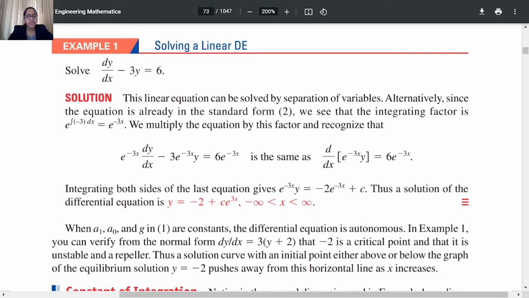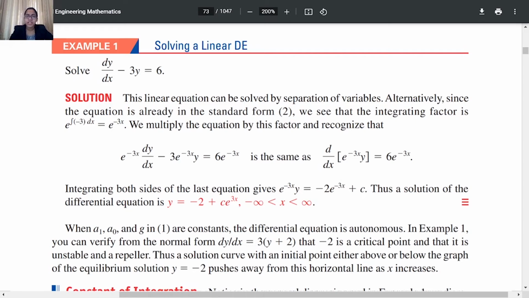The solution will be y into the integrating factor, that is e raised to minus 3x into y, equal to the integral of f of x times the integrating factor. f of x is 6, so 6 into e raised to minus 3x. What is the integral of e raised to minus 3x? That will be e raised to minus 3x by minus 3. So the minus 3 and 6 will get cancelled, and we get minus 2 into e raised to minus 3x plus c.